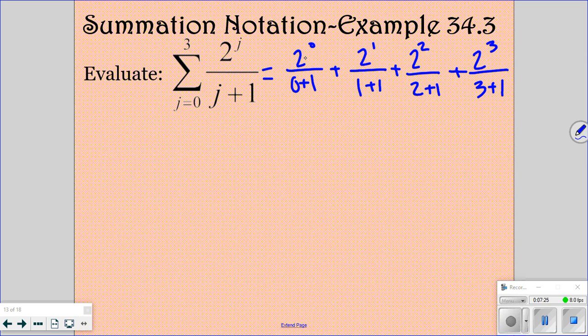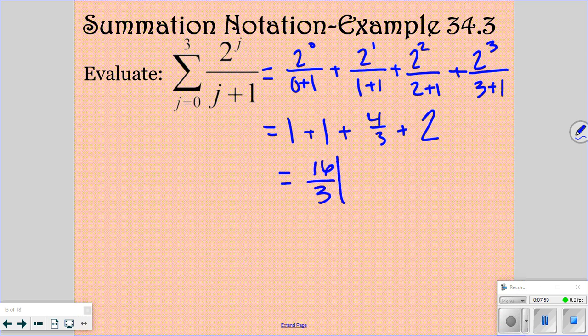So 2 to the 0 is 1, and then 0 plus 1 is also 1. So 1 over 1 is just 1. 2 to the 1 is 2 over 2. So 2 over 2 is 1. 2 to the 2 is 4 over 3. 2 to the 3 is 8 over 4, which is 2. So I have 1 plus 1 plus 4 thirds plus 2. And when you add those together, you should get a total of 16 over 3. Okay, so that's how that one would work.